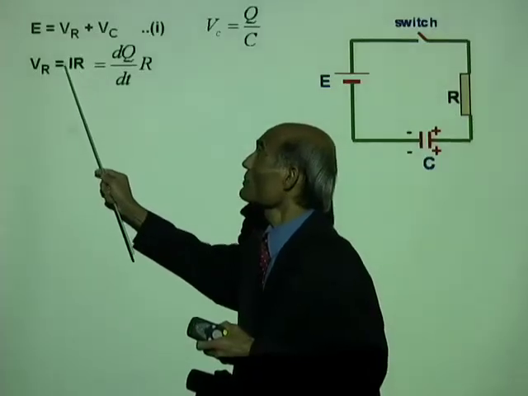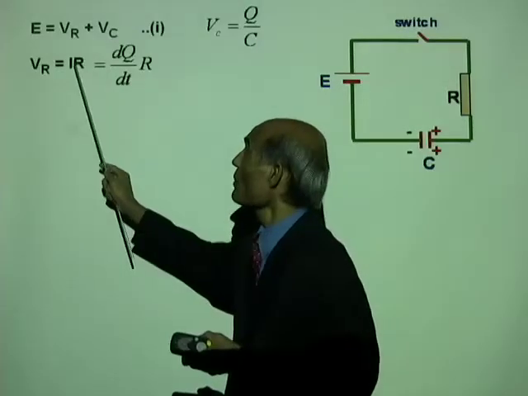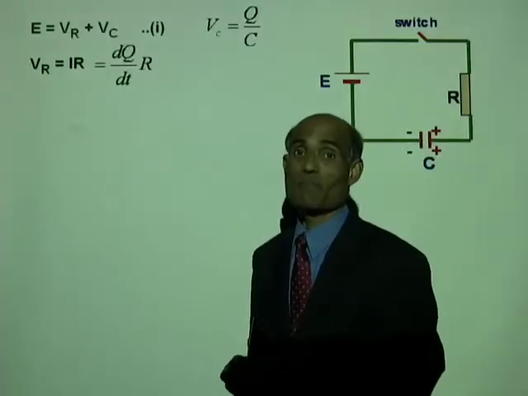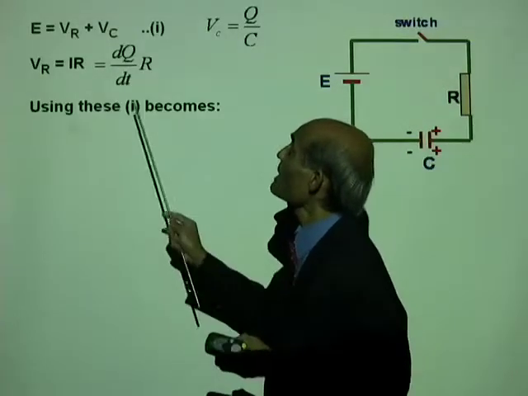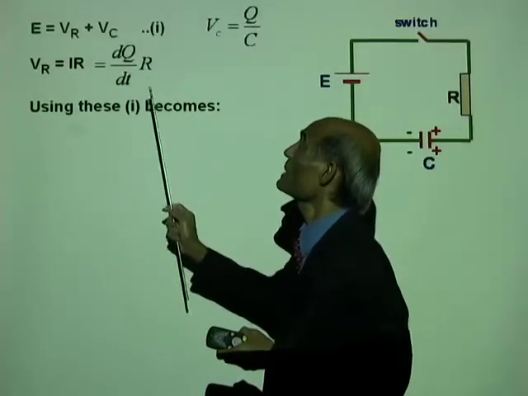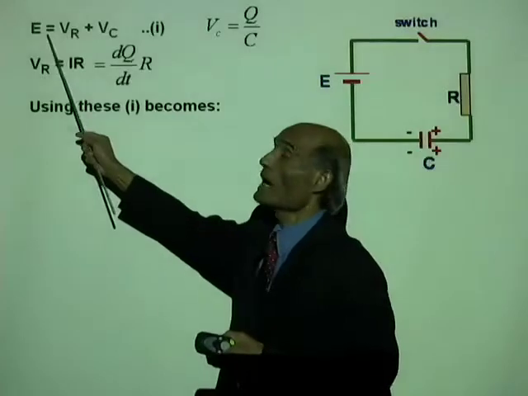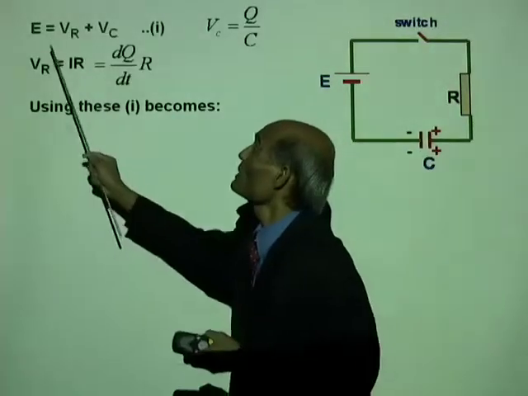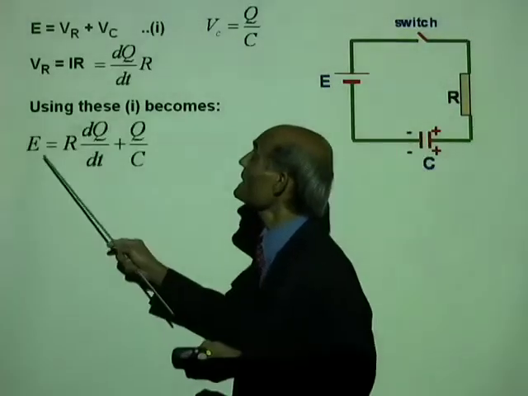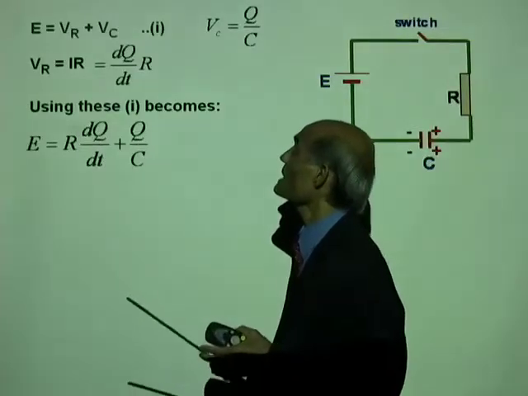What is I equal to? I is the rate of flow of charges. So I times R is dQ by dt times R. Let's now rewrite the equation using these values. VC is equal to Q over C. IR is dQ over dt times R. And we use those values in the equation we obtained from Kirchhoff's second law. That will be E equal to R dQ by dt plus Q over C.